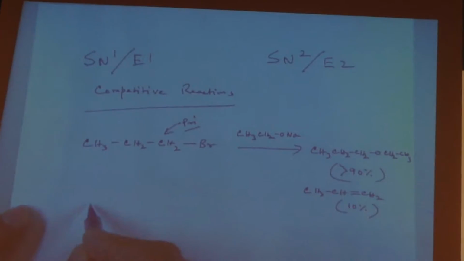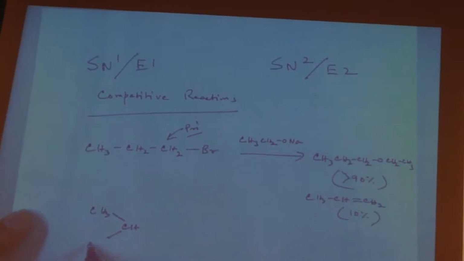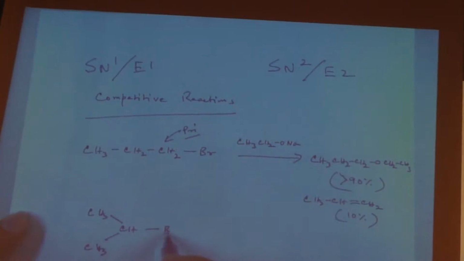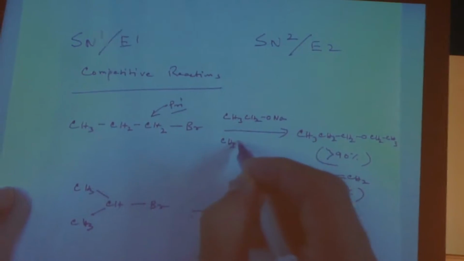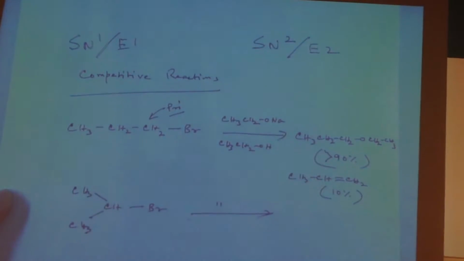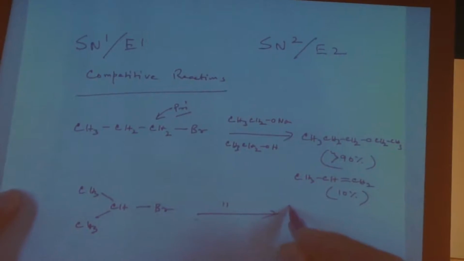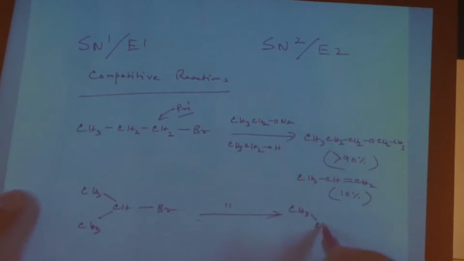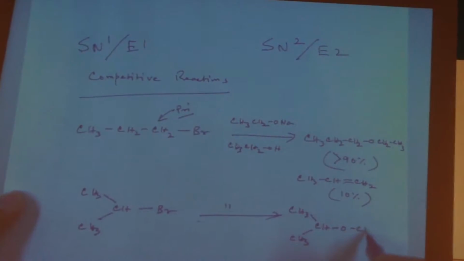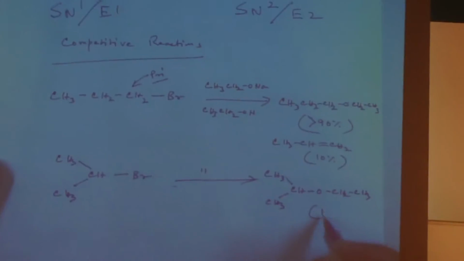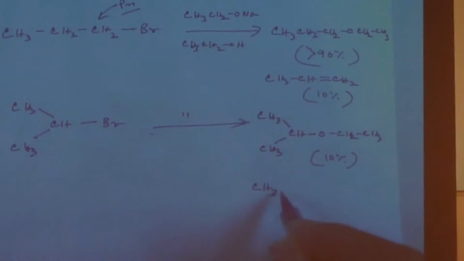However, as soon as you switch to the secondary carbon and use the same reagent, and again, this is ethanol, we use the same reagent, now it switches to the substitution product being the minor product. This is about 10%, and the elimination product is 90%.